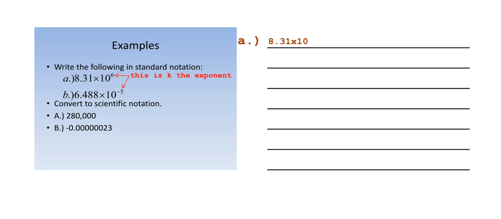So for A, we have 8.31 times 10 to the power of 6. And let's realize the x means multiplication in the language of scientific notation. So in scientific notation, you use x as a multiplication. I would recommend using a big dot if possible, but otherwise x would be fine, as long as it's only for scientific notation. Otherwise you're going to confuse it with other applications.